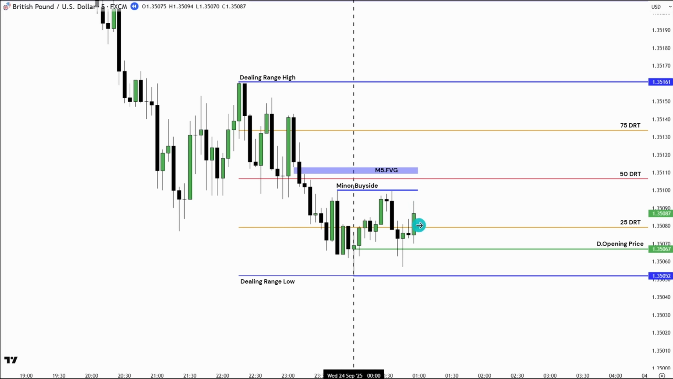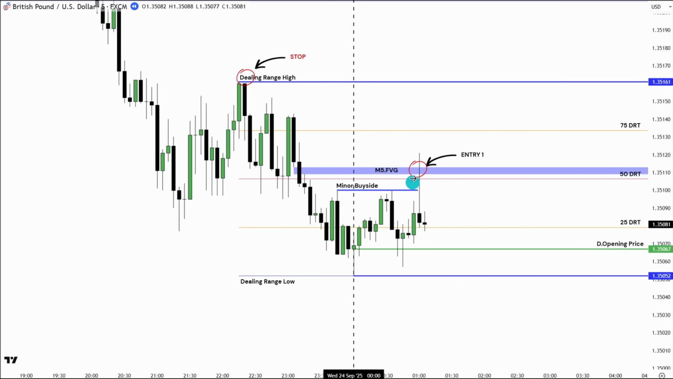So I was sat here in front of my charts just prior to London, and I put a stop order at the low of the 5-minute fair value gap, plus a few pips for spread. And I got in here on this wick. My stop would go above the dealing range high. Now, this is textbook DRT model, which I've taught here for free on this YouTube channel.